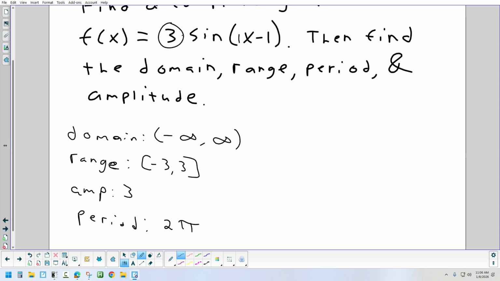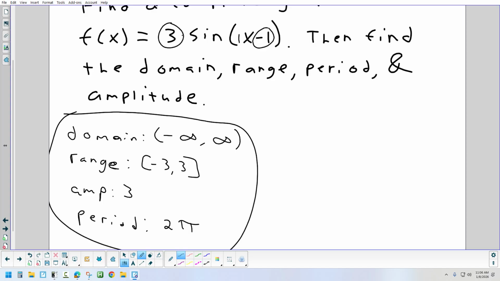That shifting left or right did nothing to all of these answers. I could make that a -1 or a -600. It wouldn't change the domain, range, amplitude, or period. Doesn't affect any of them.